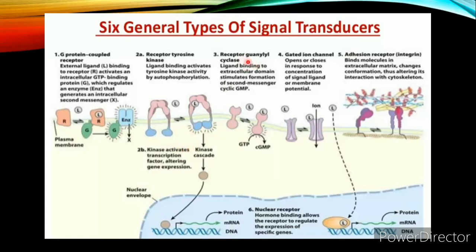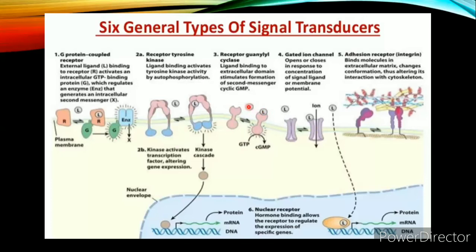Third one is the receptor guanylyl cyclase. This receptor has two domains. First one is the external domain, and the second is the internal domain on the cytoplasmic side. The receptor guanylyl cyclase is a plasma membrane receptor with an enzymatic cytoplasmic domain. Then ligand binds to the extracellular domain.